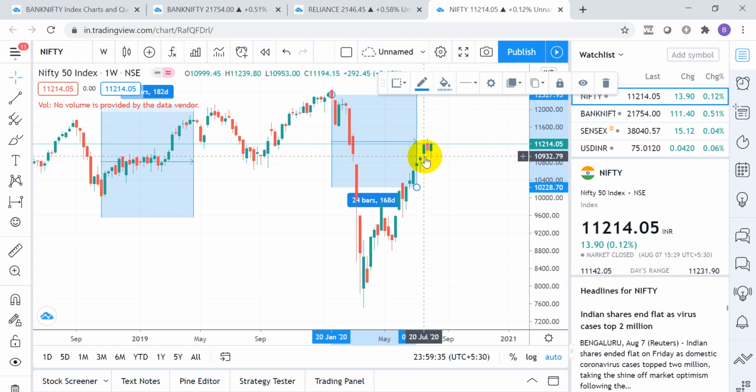Market has been completely sideways. Now again it is trading around this range. So technically I can easily see a 250, 350 points move once the higher low of these candles is broken.